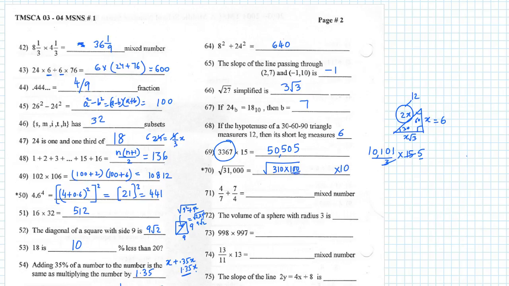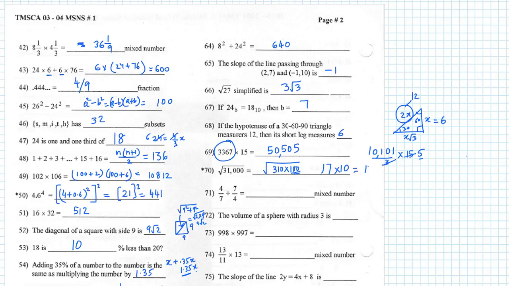And the square root of 310, we know that the square of 16 is 256, the square of 17 is 289, and the square of 18 is 324. So it has to be between 17 and 18, right? So if I pick the number 17 and then multiply that by 10, I'll be underestimating, but it should be close enough.